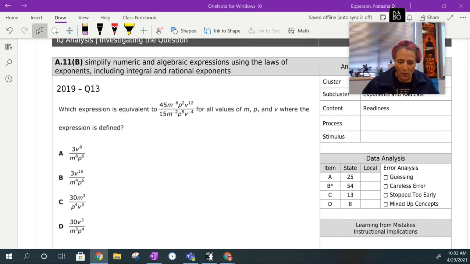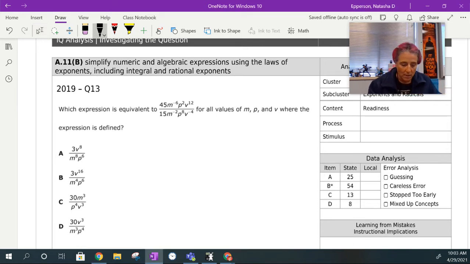All right, so we're going to go over the last TEK for simplifying expressions. This is TEK 11B, which is simplifying numeric and algebraic expressions using the laws of exponents. To remind you, that's the same base. So when we're multiplying exponents, we add the exponents if they have the same base.